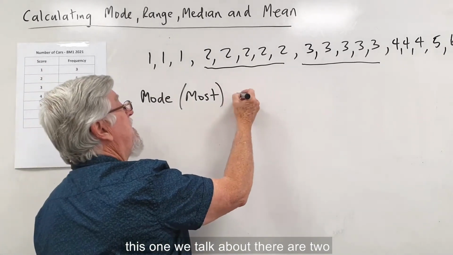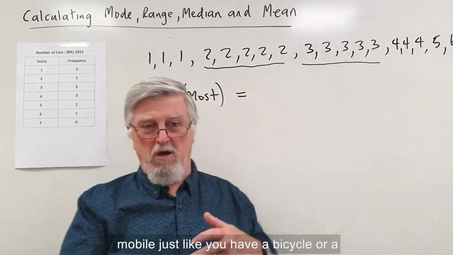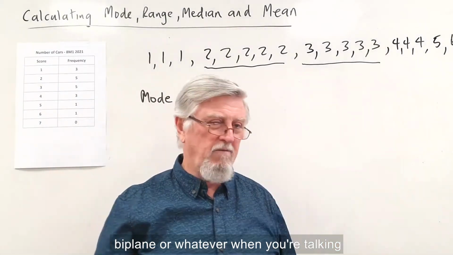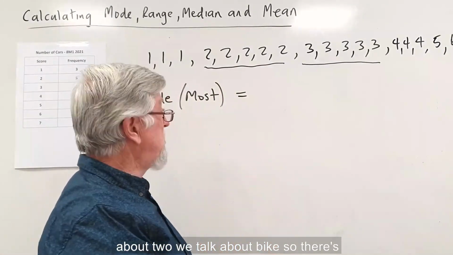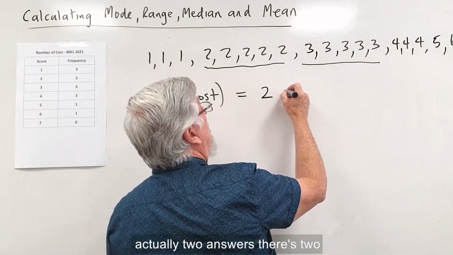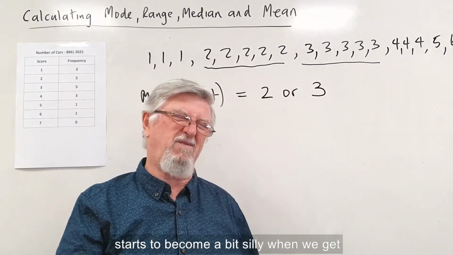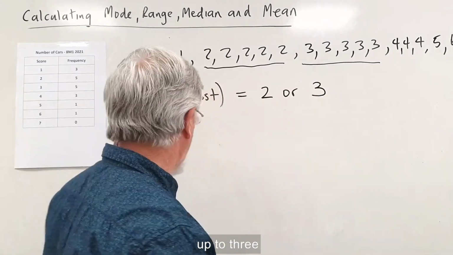So in this one there are 2 modes. People will talk about being bimodal, just like you have a bicycle or a biplane. When you're talking about 2, we talk about bi. So there are actually 2 answers: 2 or 3. So there are 2 modes. Of course you could get 3, but it starts to become a bit silly when we get up to 3.